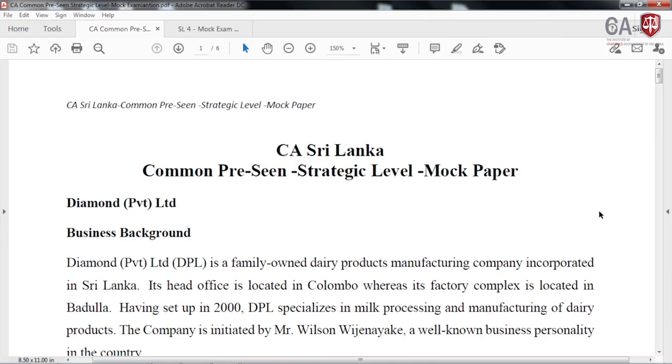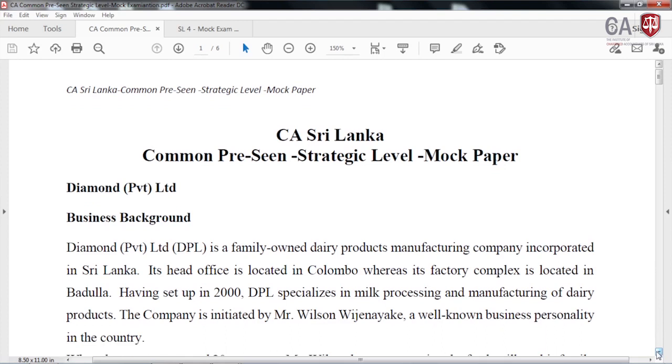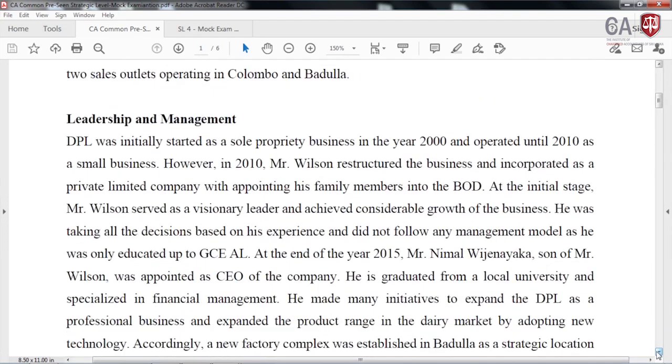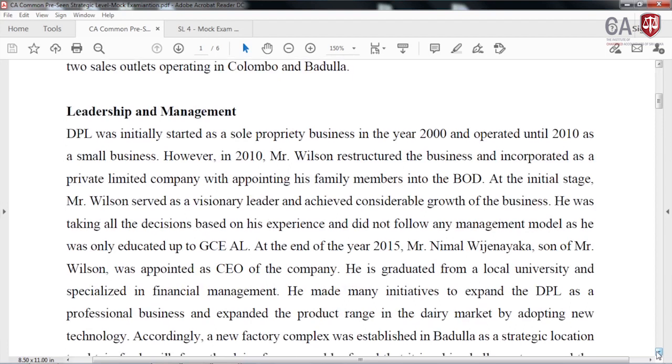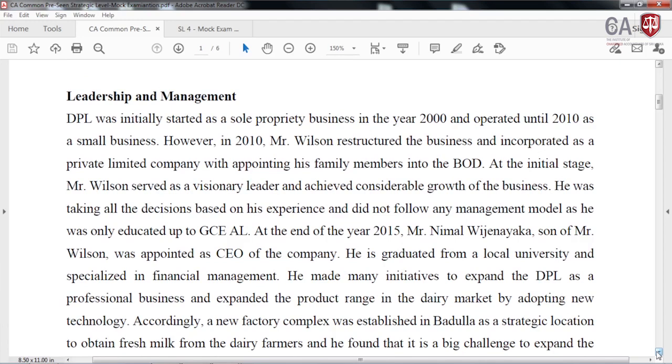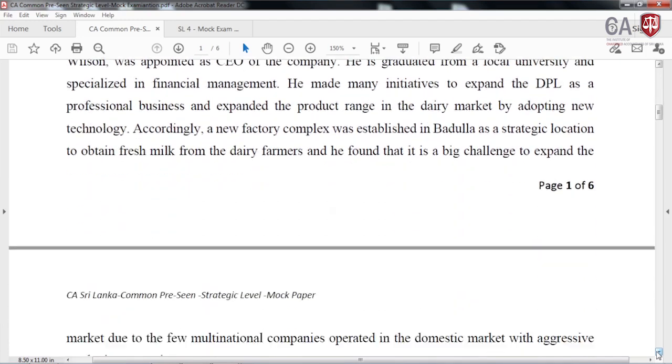Right. The company name is Diamond Private Limited. So, we look at how the examiner has arranged the topics. First of all, he is going to talk about the company, which can be found under the business background area. Then we can identify leadership and management. He is going to talk about the leadership of this company.